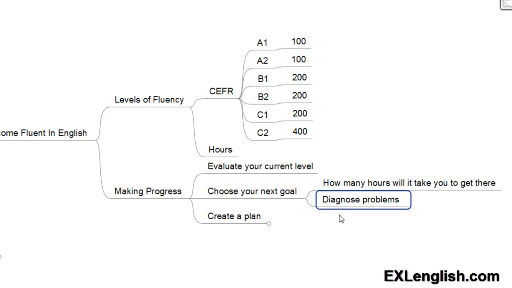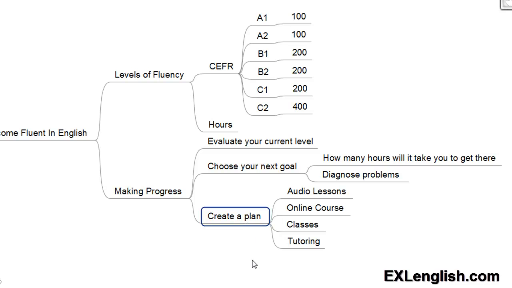Diagnose any specific problems that you have. Are you having problems learning and retaining vocabulary? Are you having difficulty with your pronunciation? So once you know what your next goal is and what you need to get there, then create a plan. What are you going to do? Are you going to study audio lessons, take an online course, classes, get some tutoring? All of these things are good. These will help you reach your goal.